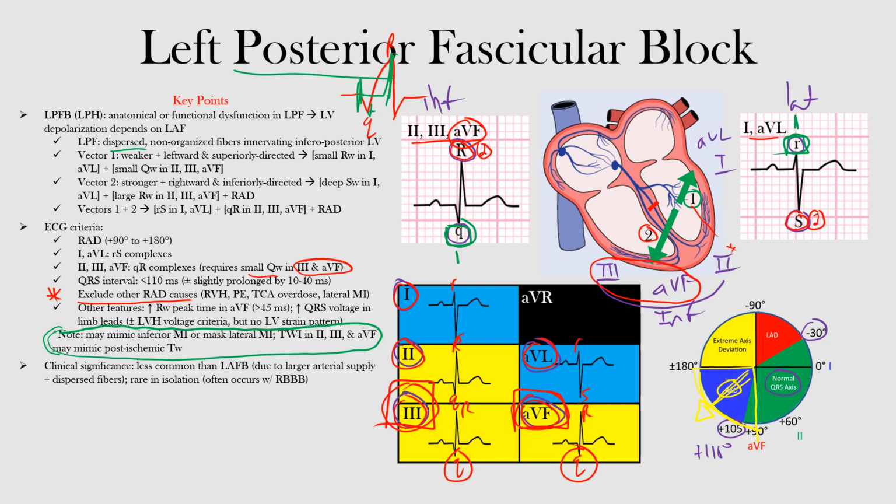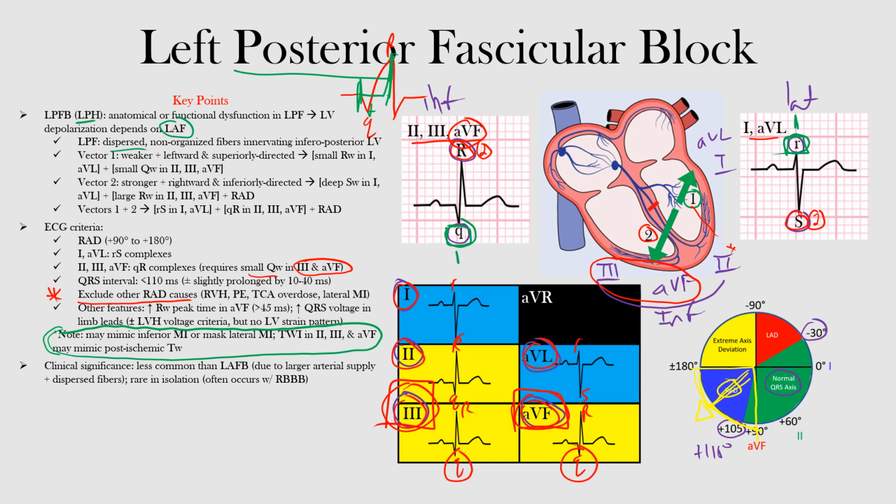So let's quickly go through our notes here before we end. Left posterior fascicular block, or left posterior hemiblock, is when we have anatomical or functional dysfunction in the left posterior fascicle. Because of that, left ventricular depolarization really relies on the left anterior fascicle. Remember, the left posterior fascicle, because it's dispersed, non-organized, and innervates the inferior posterior left ventricle, is less susceptible to damage and ischemia. That's an important point to be aware of.